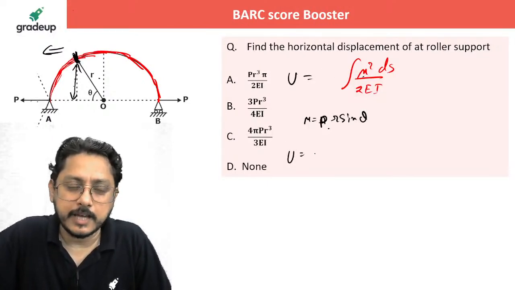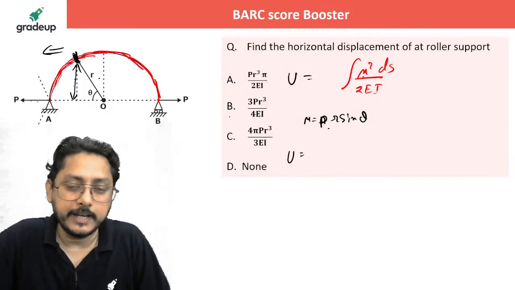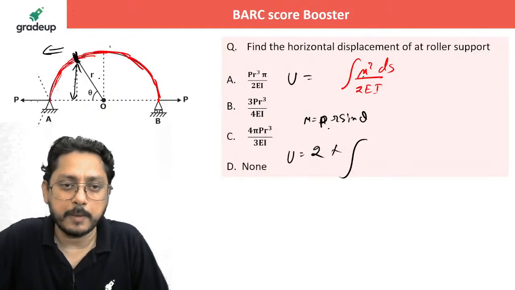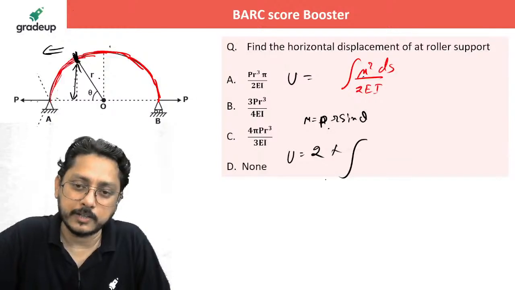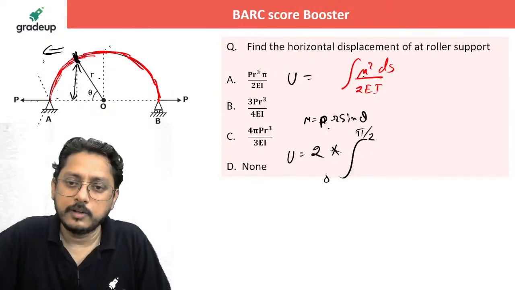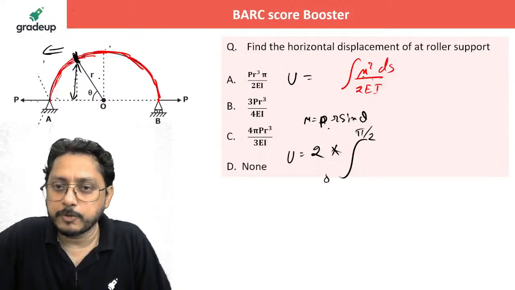Now strain energy can be calculated as you are keeping it in terms of theta. One should integrate in terms of angle only, right? And how will you integrate? 0 to pi by 2. You cannot integrate from 0 to 180, otherwise it will become 0. So 0 to pi by 2, integrate for the 90 degrees and then multiply by 2 because of symmetry. Now it will be M square ds by 2EI.